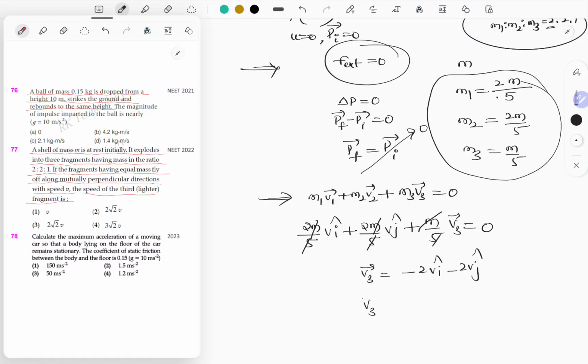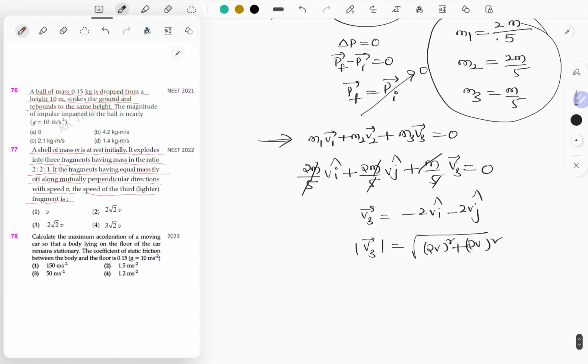They are asking for the magnitude in the options. It is going to be the square root of (2v) squared plus (2v) squared. So for the final answer, 2v comes outside, it is going to be 2v root 2, or 2 root 2 v is the answer. So which option matches? 2 root 2 v.